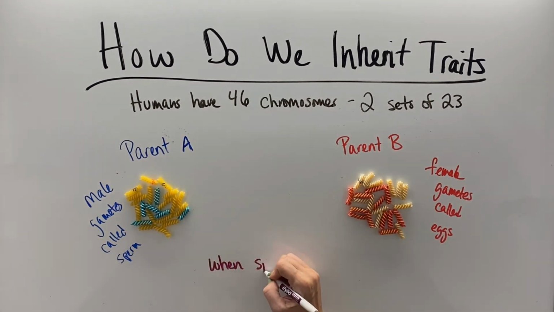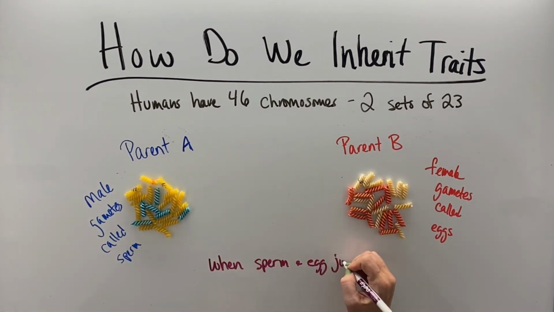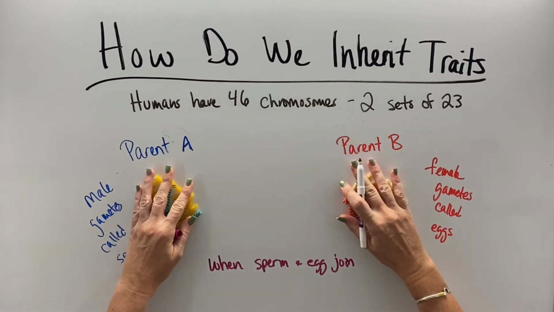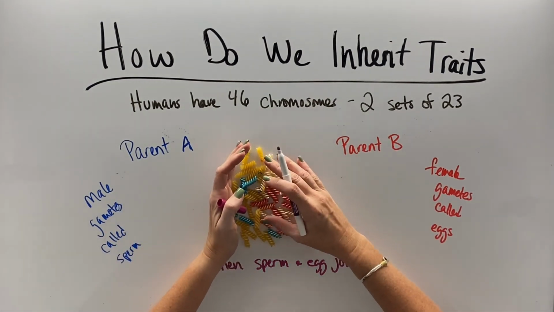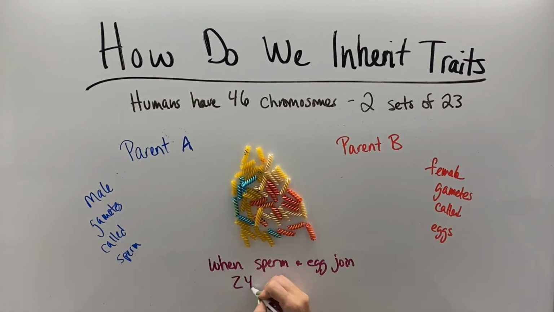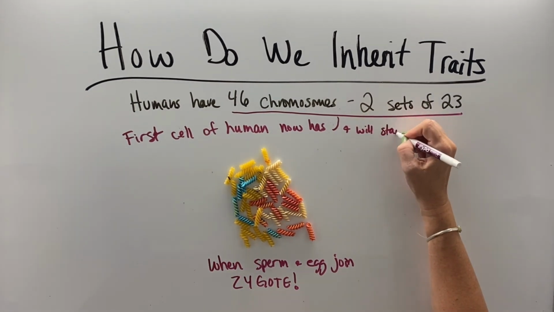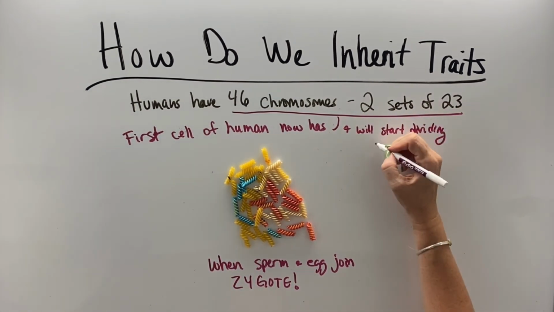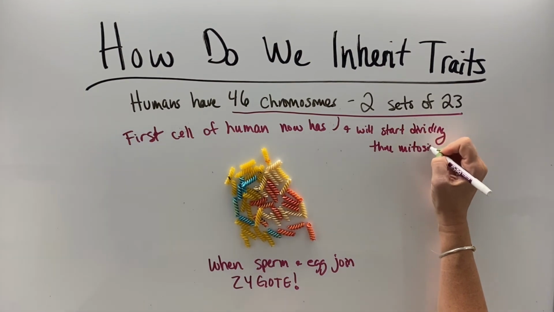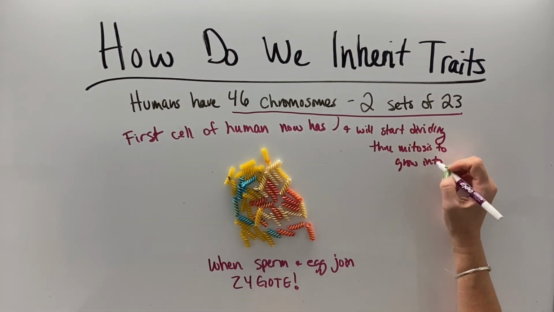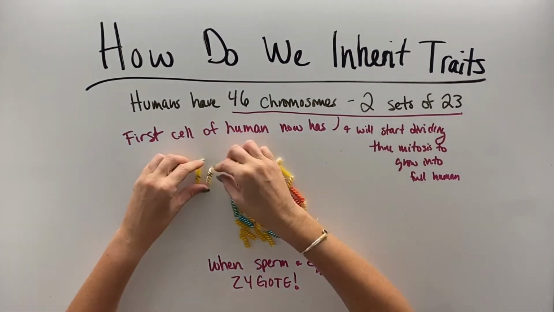And when the sperm and the egg join together through a process of fertilization, you now get a cell called a zygote. And that zygote, because you got one number 1 from mom and one number 1 from dad, has 2 sets, right, of all 23 chromosomes, which will start to grow and divide and organize through the process of mitosis to become a full human.